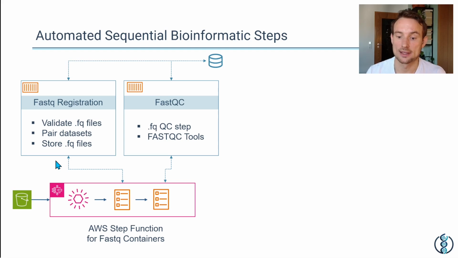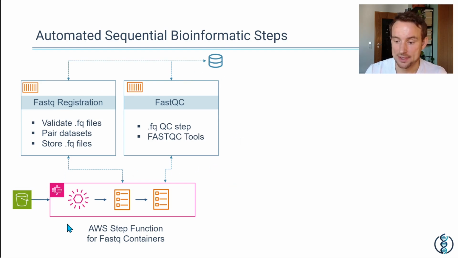First, the FASTQ files are registered. This means that the format is checked, and if it's a valid FASTQ file and the read1 and read2 files are paired as a data set, then the FASTQ files are stored in our database. Then the second step involves the FastQC tool. I think many of you know this. It's a standard tool to check the read quality of a sequencing run. And this is executed for each FASTQ file, and then the results are also stored.